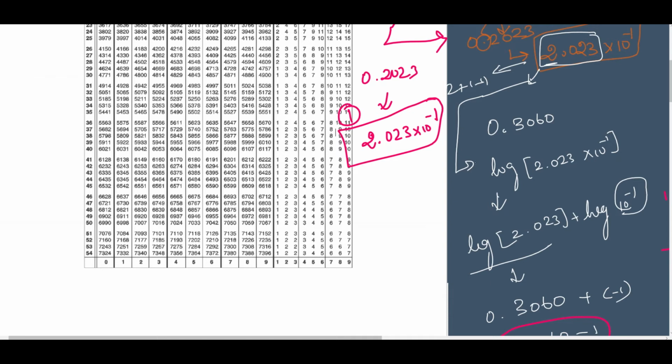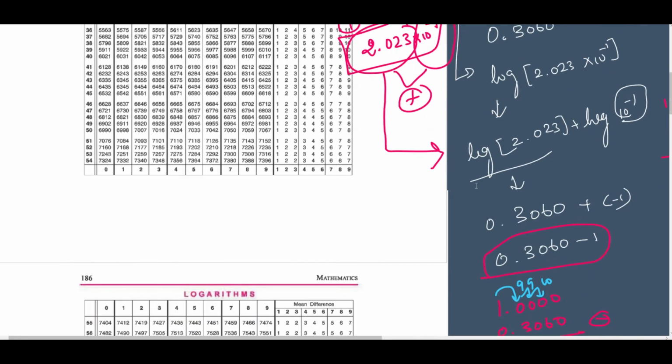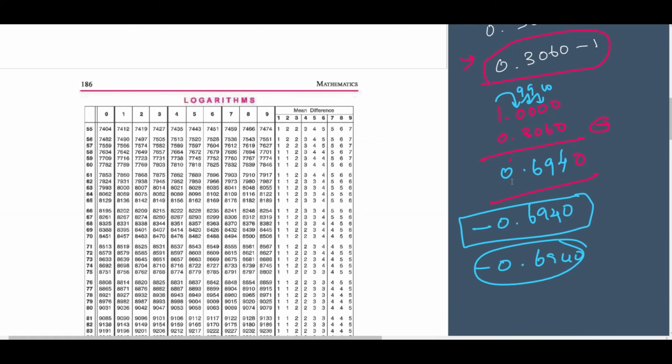Then we have to take the two different log values like this. First we focus on this log value, next we focus on the other log value. We have to add them, then later subtract that power value. Then whatever actual value we get, the same value you have to take.